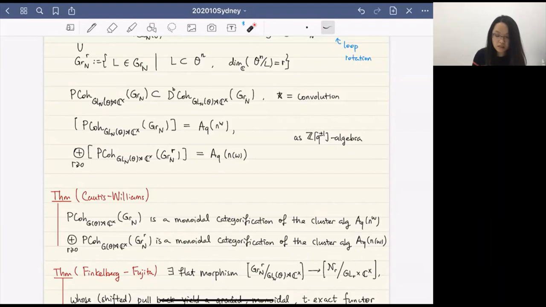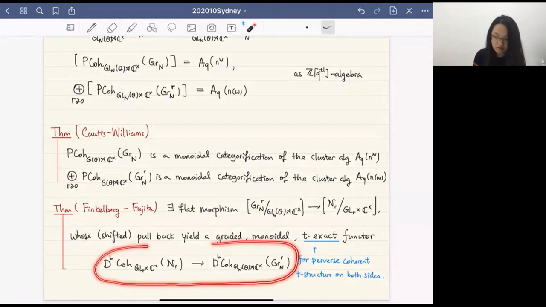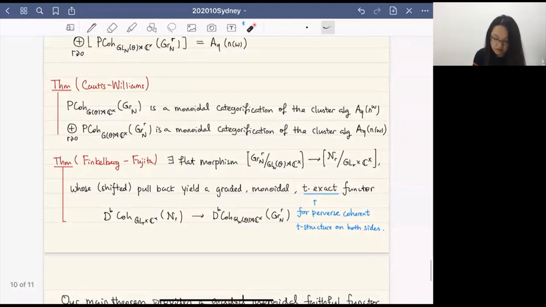And then if you take a shifted pullback of this map, it will induce a T exact functor between these two equivariant derived categories of coherent sheaves. Here T exact means for the perverse coherent sheaf structure on both sides.